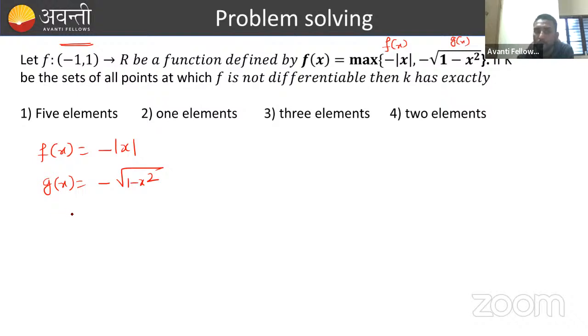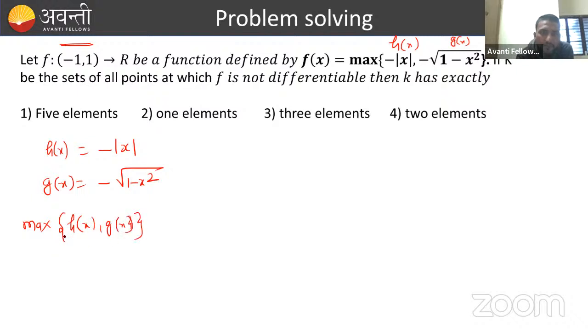Okay, so we need to check the maximum. I can't take it as f of x, because f of x is already there, so what I am doing now is taking it as hx. I can take it as hx because it will be better. So this is your hx. So what we need to find: the function f of x is defined as the maximum of hx and g of x.